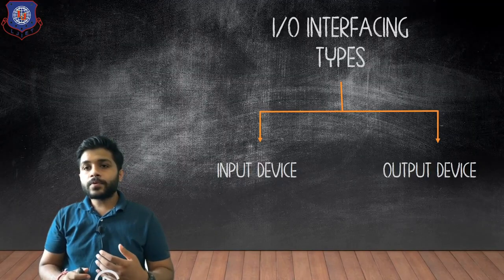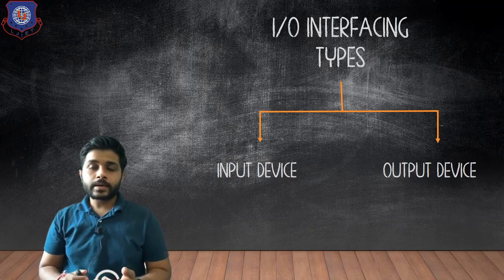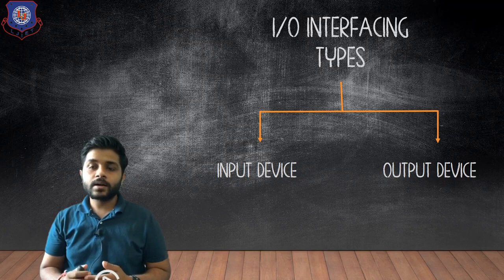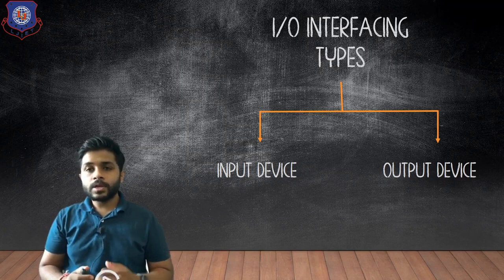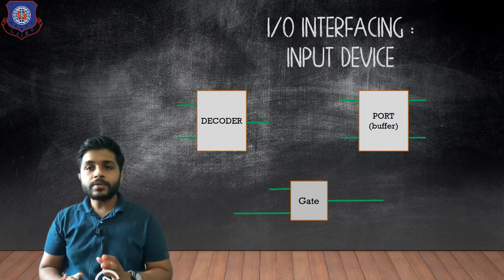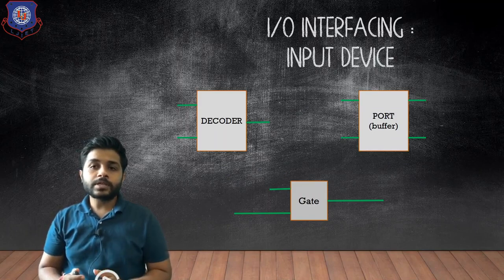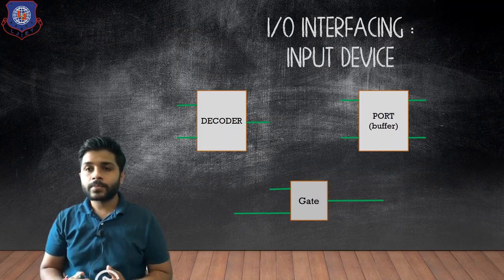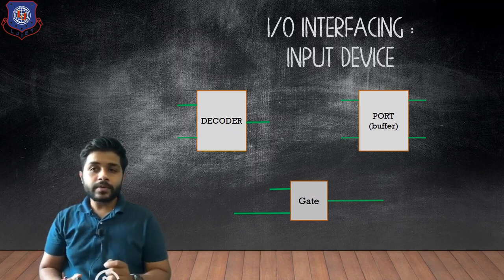There are different types of devices that you can connect with the microprocessor. Some are input devices and some are output devices. To connect input devices, you need some components. Let's see how to connect an input device. You need different components such as decoder, gate and port. If you are connecting any input device, as a port we will be using a buffer.